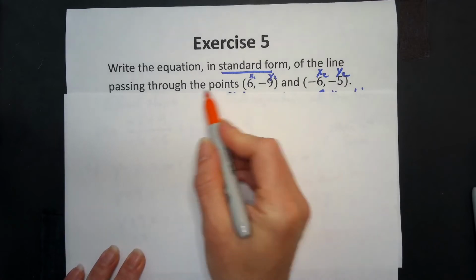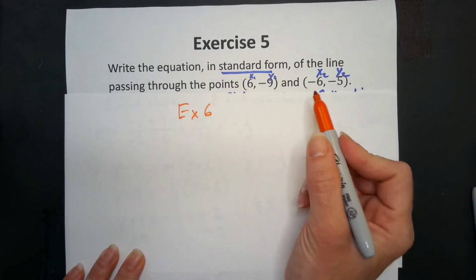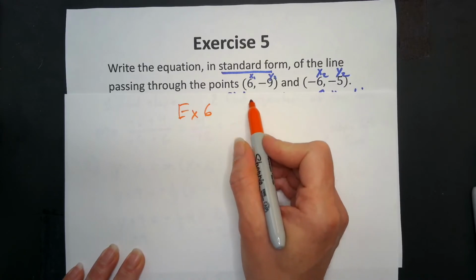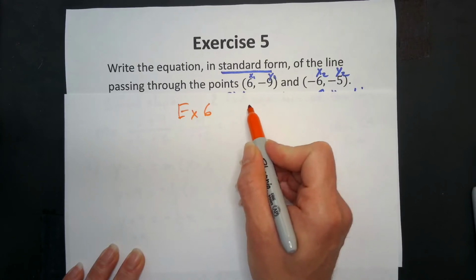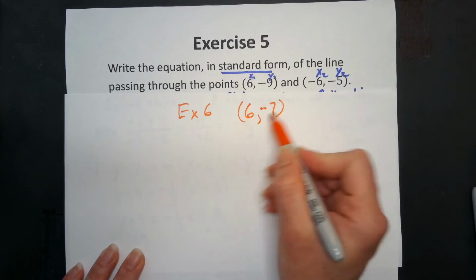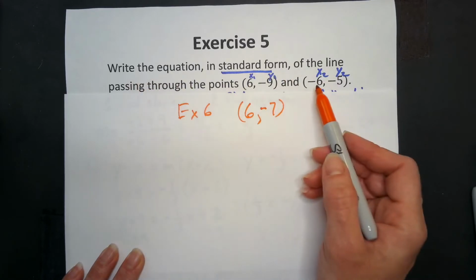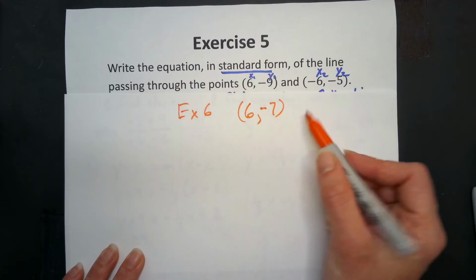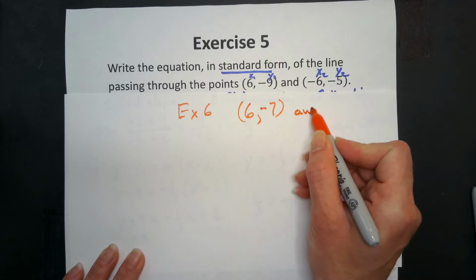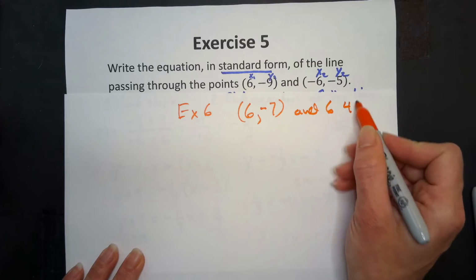One other thing I wanted to show you, though, when you're passing through 2 points, if you had another exercise, and I can't remember if it shows up in this lesson or the next. You could have something like 6, negative 7 as a point. Let's say this is the same exercise: write the equation in standard form of the line passing through the points. And they'll give you 6, negative 7, and let's say something like 6, I don't know, 4.